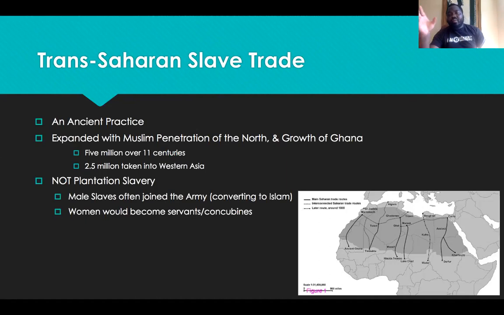Well, that's still a lot of people, 4,000 people being taken into slavery every year for over 1,100 years. But we will talk about why that pales in comparison to what became the transatlantic slave trade in a little bit. Remember that number, 5 million people in 1,100 years, which amounts to around 4,000 people a year, if my math serves me right.